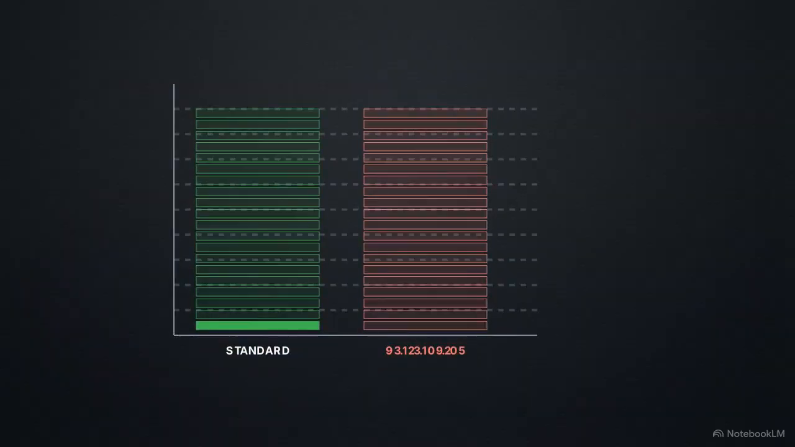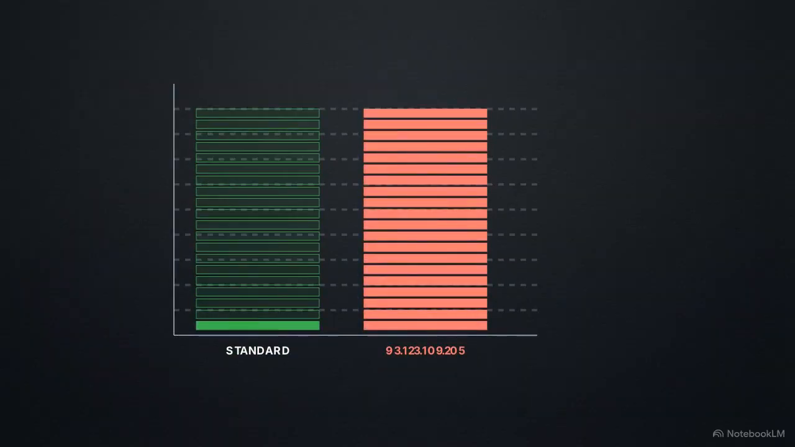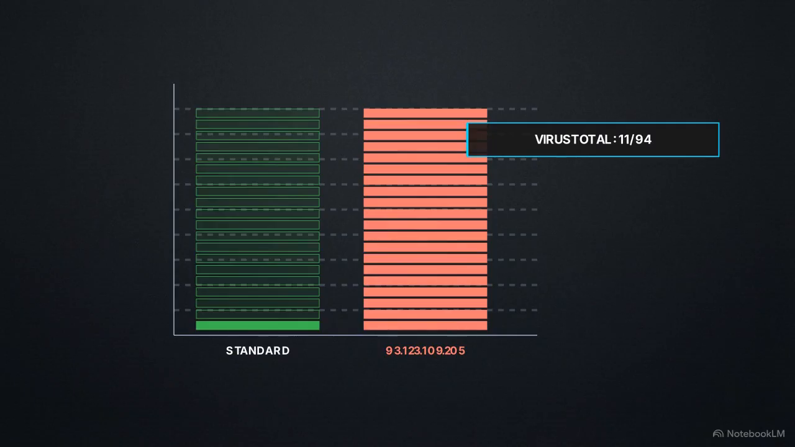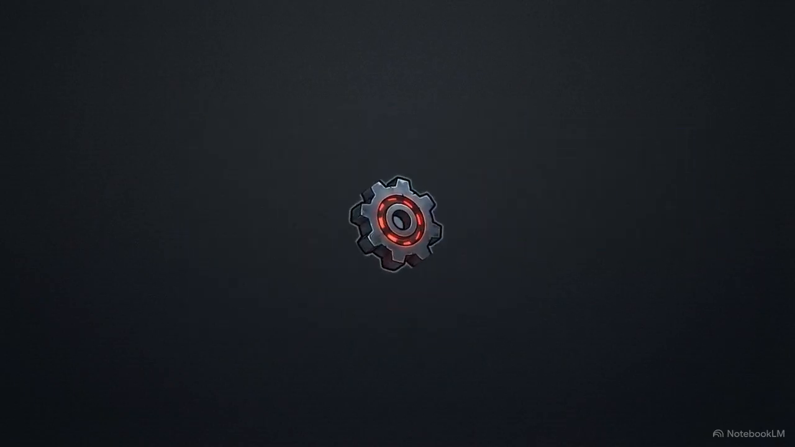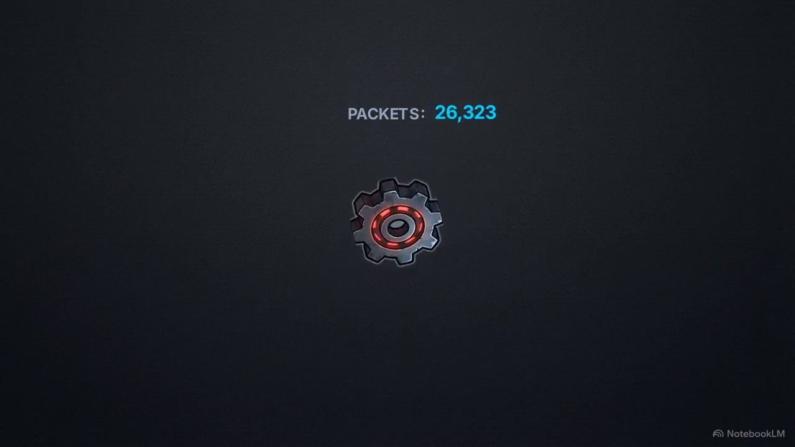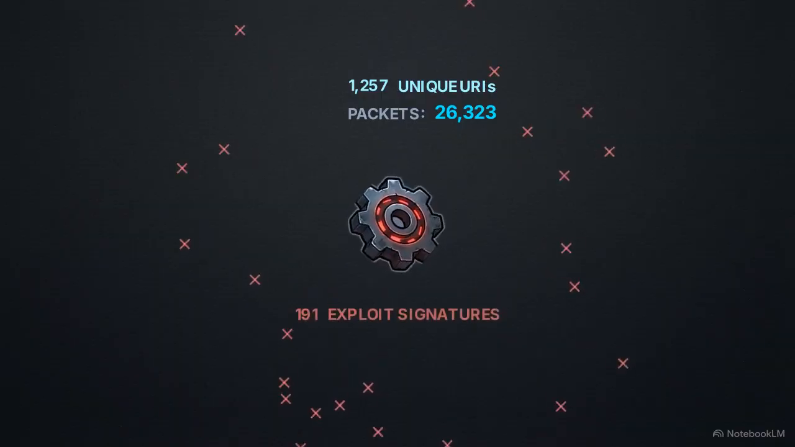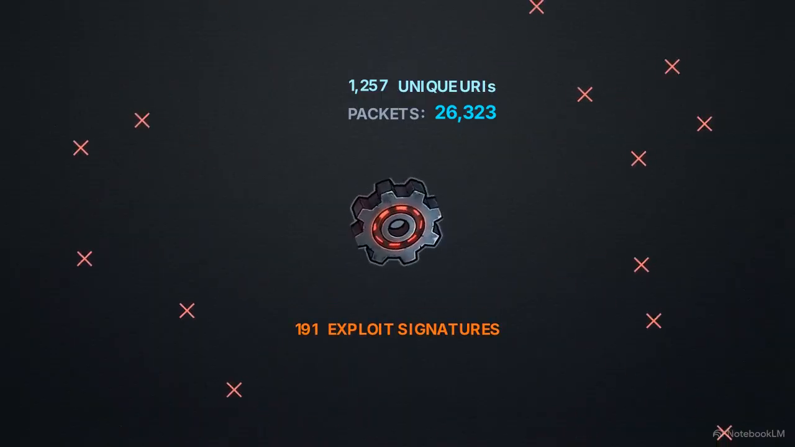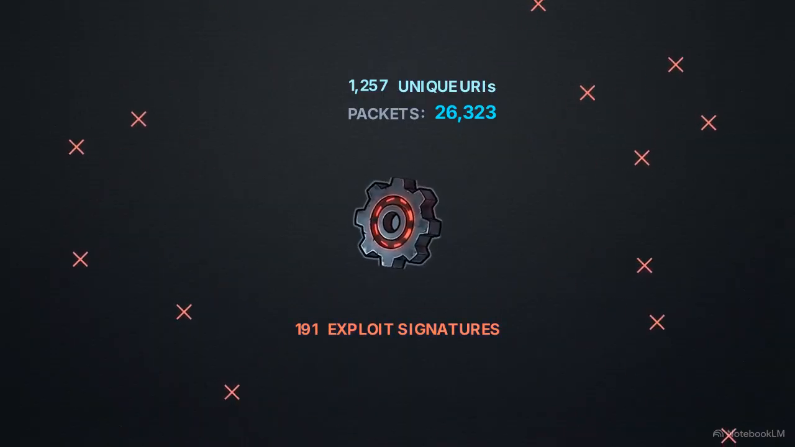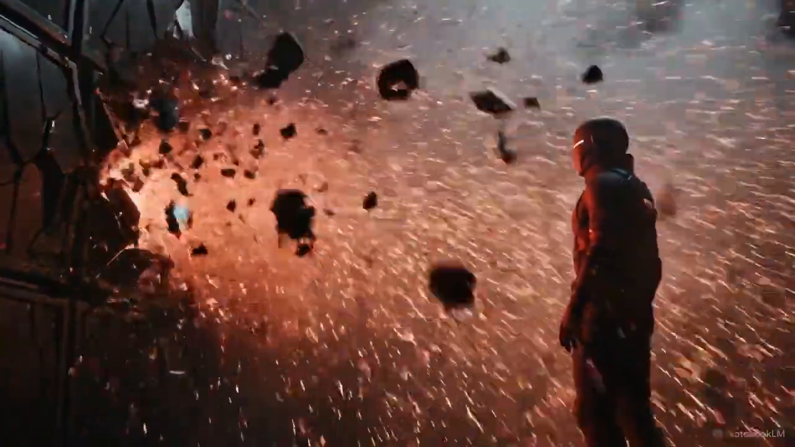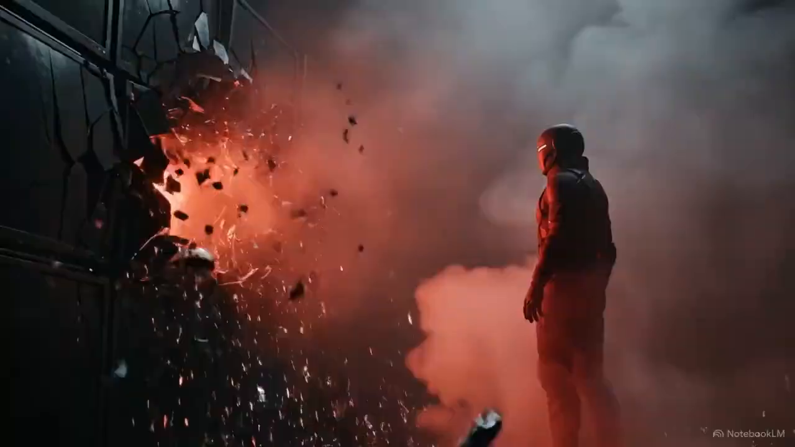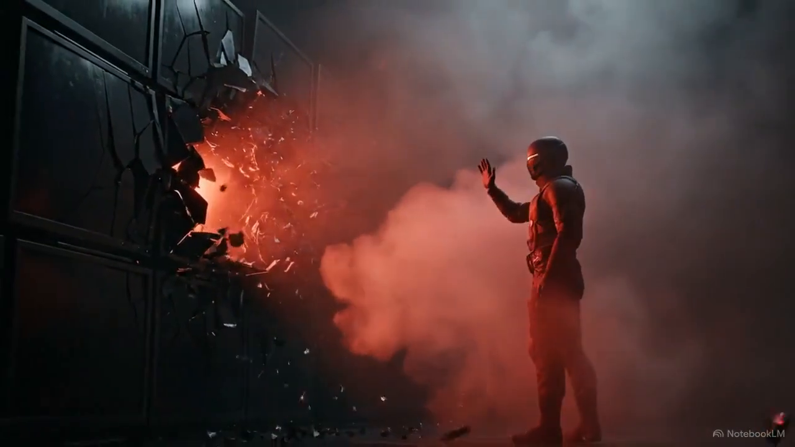This chart compares our suspect IP against standard traffic. VirusTotal flagged it with 11 detections, and AbuseIPDB gave a 100% malice score. Within 26,000 packets, the attacker tested 1,257 unique URIs, hiding 191 distinct exploit signatures. We call this a mechanical scattergun attack. The attacker loads up every exploit they have and fires them all at once into the digital mud.